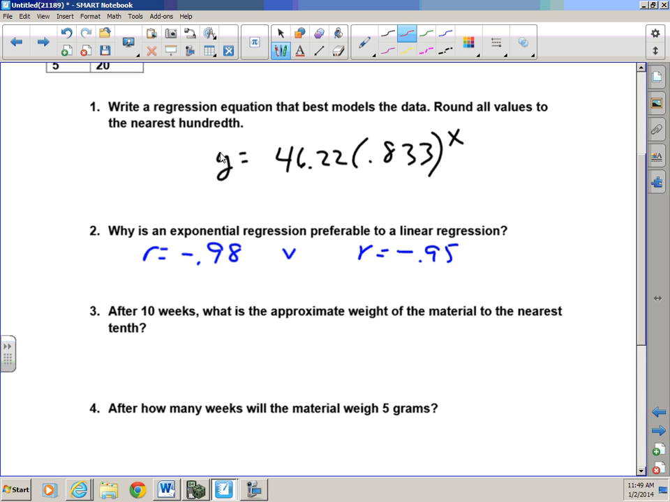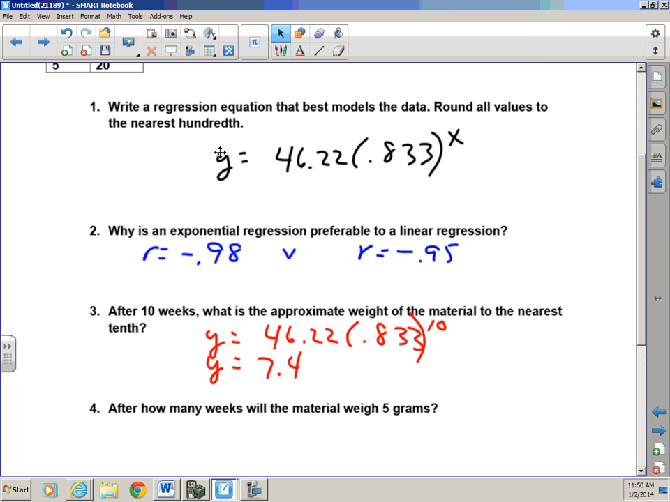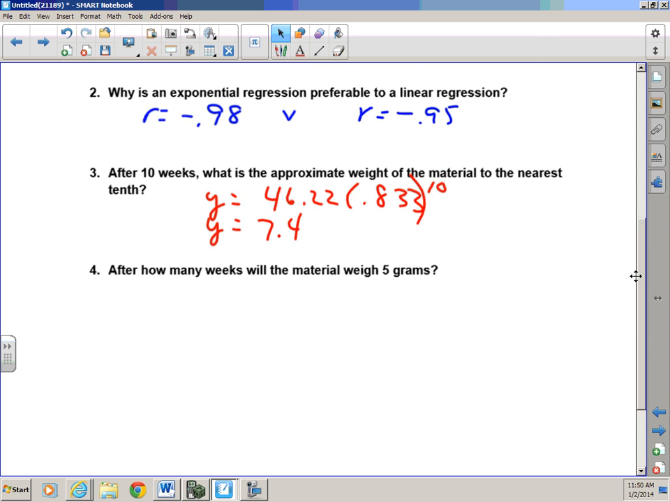Now, what would it be after 10 weeks? Well, the weeks is my exponent. So I put 10 in for my exponent to get about 7.4. Now, I want to know when it will hit 5 grams.